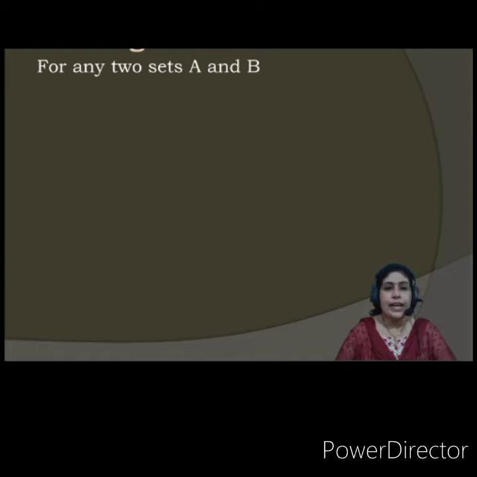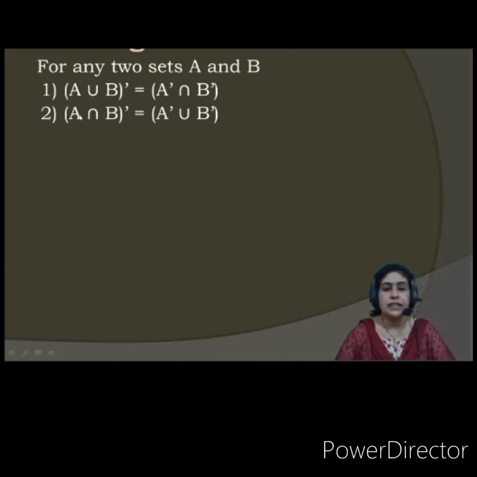Okay, so let us begin with this De Morgan's law. For any two sets A and B, the first one is: A union B complement is equal to A complement intersection B complement. So De Morgan's law says that if there are any two sets A and B, then A union B and its complement will be equal to A complement intersection B complement. And in the same way, the second is that A intersection B complement will be equal to A complement union B complement. As I said, I have verified the first one for you all to understand, the second one is up to you.